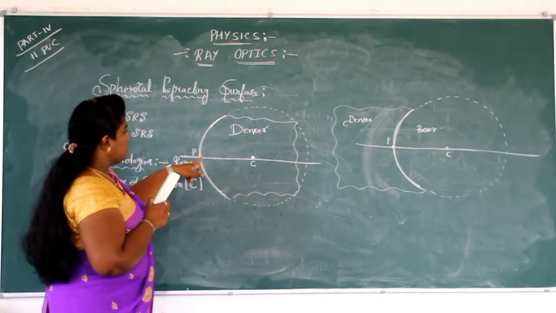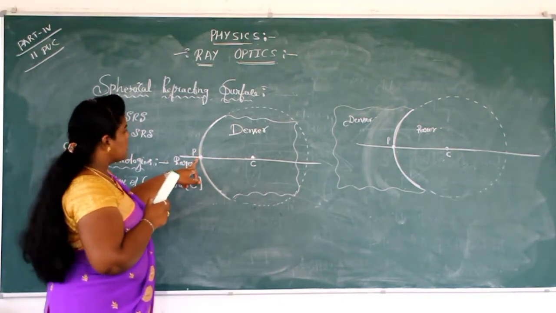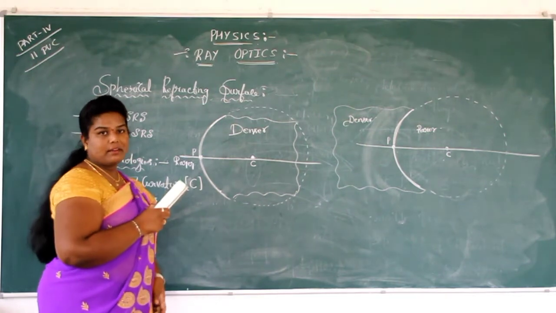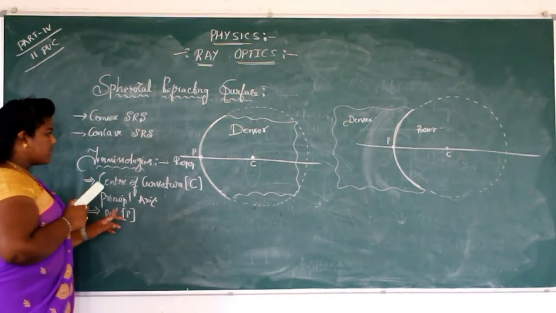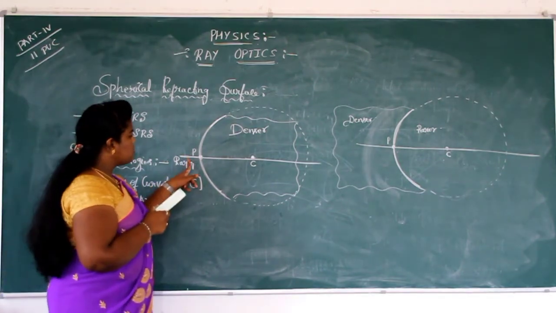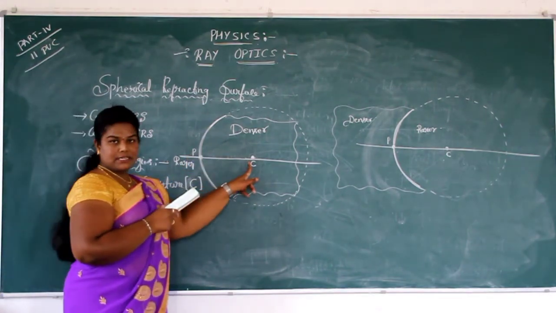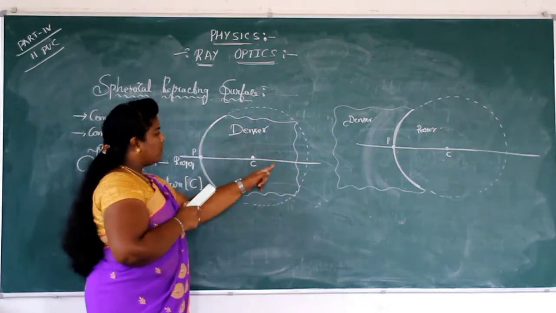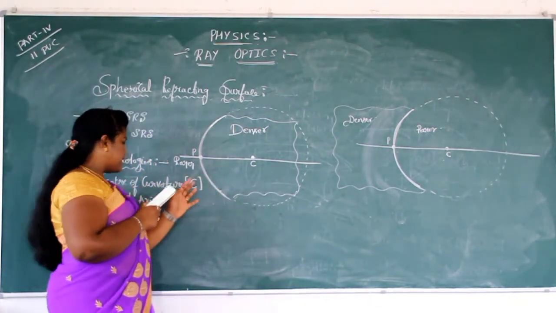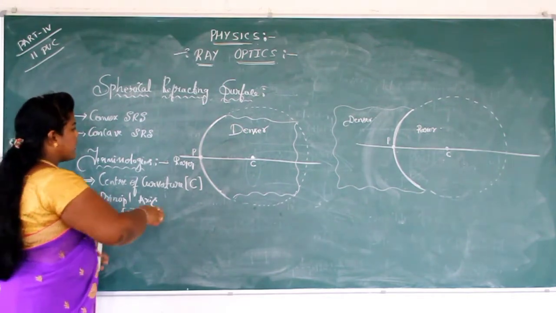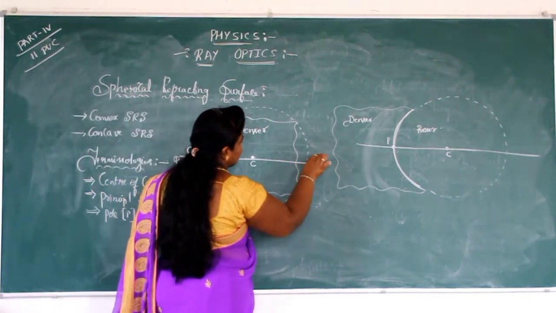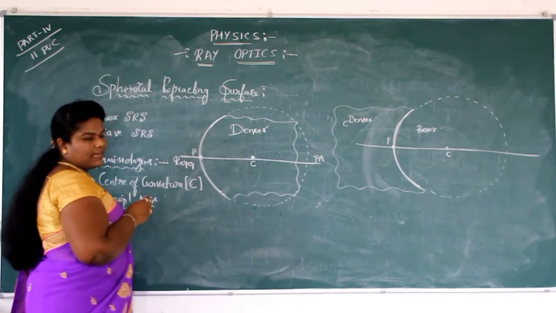And pole is exactly the midpoint of the spherical refracting surface, and it is represented by capital P. What is the principal axis? The line which is passing through the pole and the center of curvature of a spherical refracting surface is called the principal axis. So this line is called the principal axis. It can be written as PA or principal axis, right?